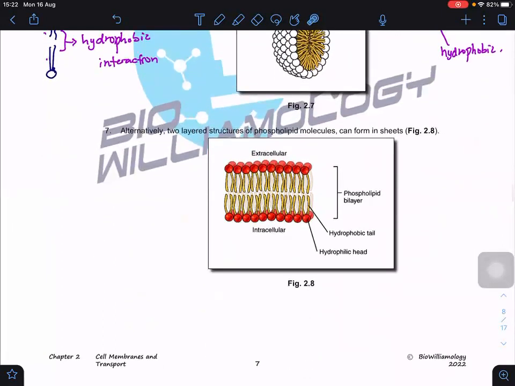Alternatively, it may form two layers of phospholipid molecules. It forms a sheet like this, like paper. As long as they can protect their hydrophobic tails so that the tails won't be exposed to water, they will try whatever methods to make sure the hydrophobic tails don't expose themselves to water. Okay.